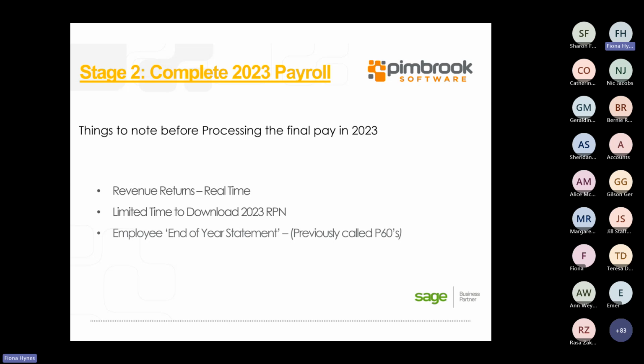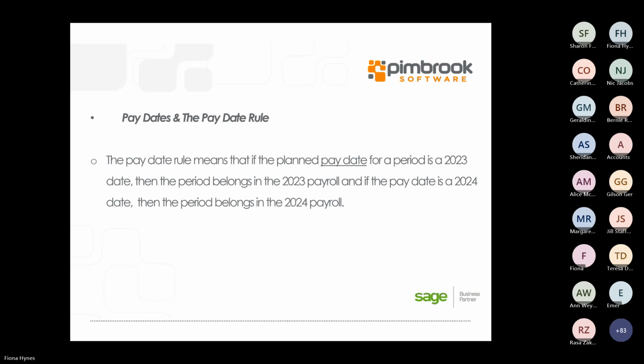Like last year, employees can retrieve an end-of-year statement by logging into their Revenue My Account. Might be a good idea to remind your employees of this at this year end, in case they're looking for P60s. Year-end payroll is all about pay date, and now's a good time to remind everyone about the pay date rule. The pay date rule means that if the planned pay date for a period is a 23 date, then the period belongs in the 23 software. And if the pay date is a 24 date, then the period belongs in the 24 payroll.